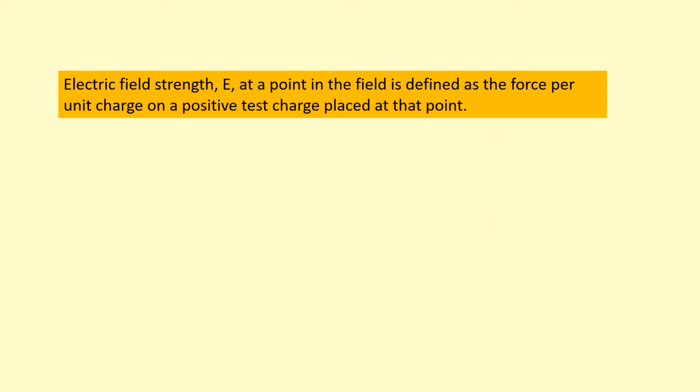the direction of the field. The electric field strength, which is given capital E, at a point in a field is defined as the force per unit charge on a positive test charge placed at that point. So you can use this equation here where F is the force in newtons, Q is a charge in coulombs, and therefore the electric field strength, which is capital E here, is measured in newtons per coulomb. You can also use lowercase q for charge if you want.